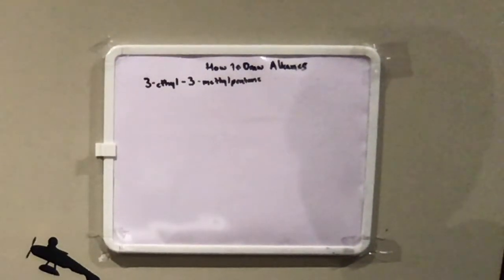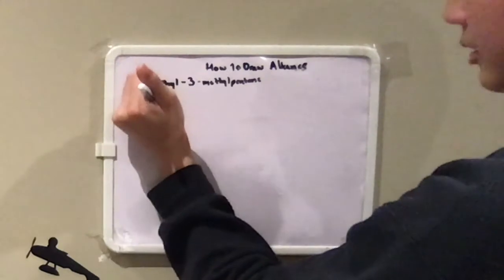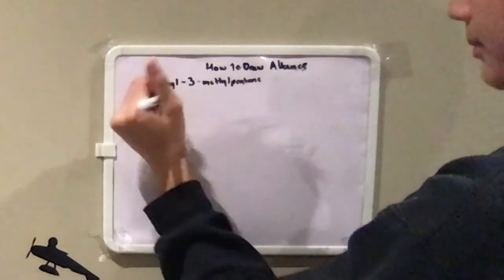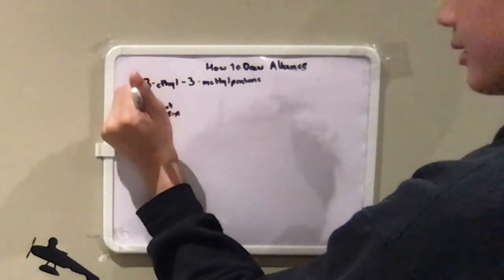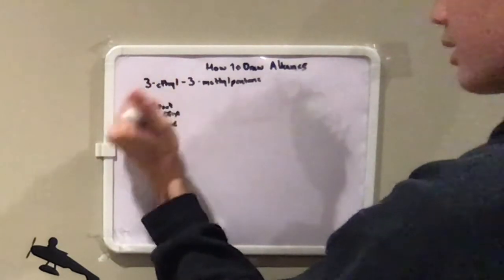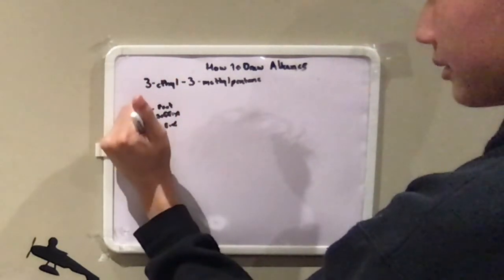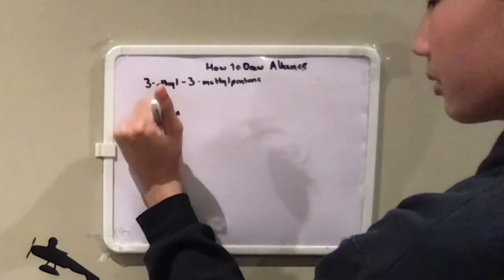Hi, so I am back again, teaching you how to draw alkanes now instead of naming them. So there are 5 important steps to drawing alkanes. The first 3 are the same as just naming alkanes. You just identify the root. Number 2 is the suffix. Number 3 is the prefix. But number 4 and 5 are new. So number 4, we have to complete the structural formula.